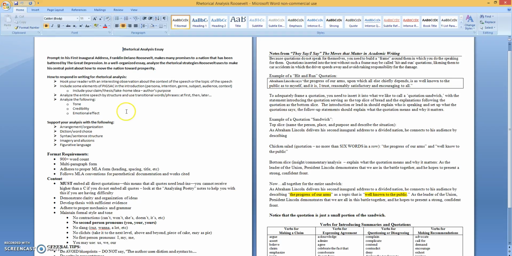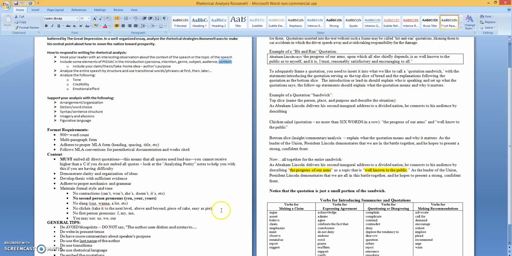Okay, so read all the instructions on here. It tells you how to hook. I still would like for you to continue to use Cicero's structure, which is what you've been doing. It's a classical argument where you hook your reader, provide background information, or in this case you pigsack and talk about the persona, the genre, the subject, the audience, and the context. Context is so important because the speech was delivered in the early 30s, and so you need to know what historically is going on at that time period. Okay, that gives a little bit more insight into the speech.